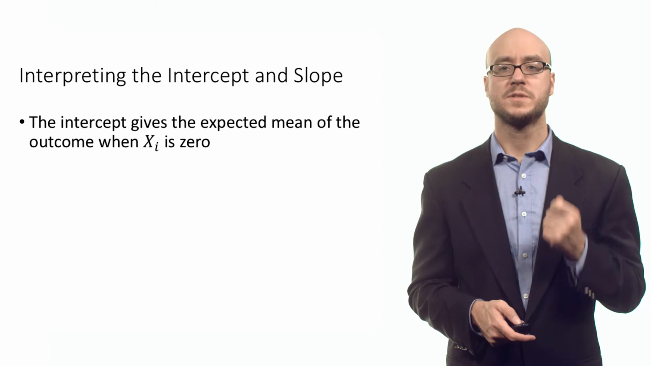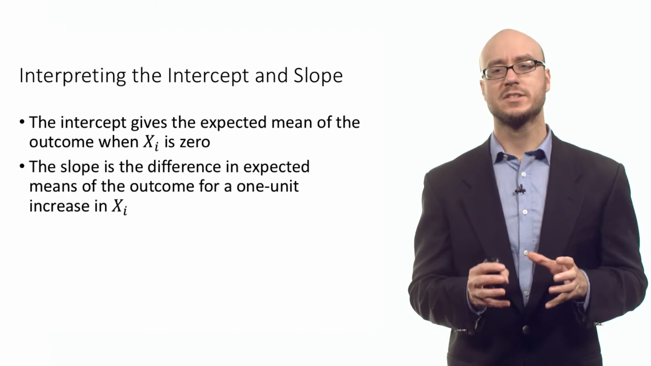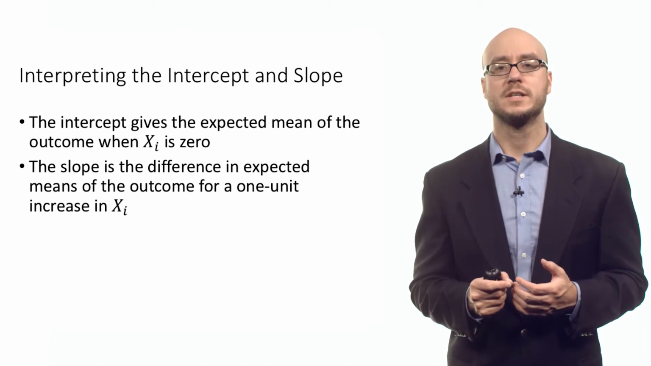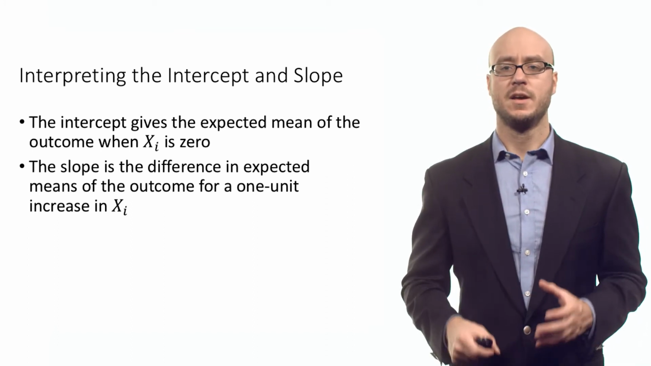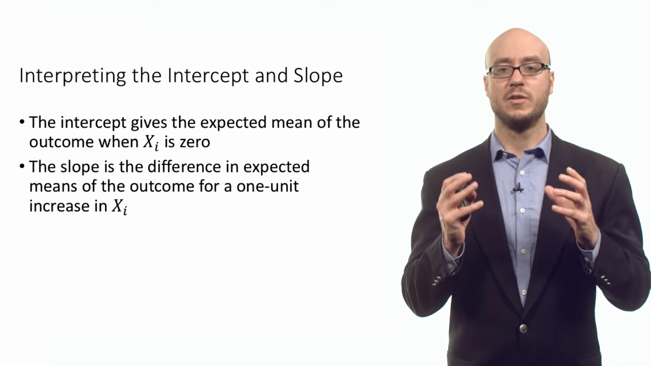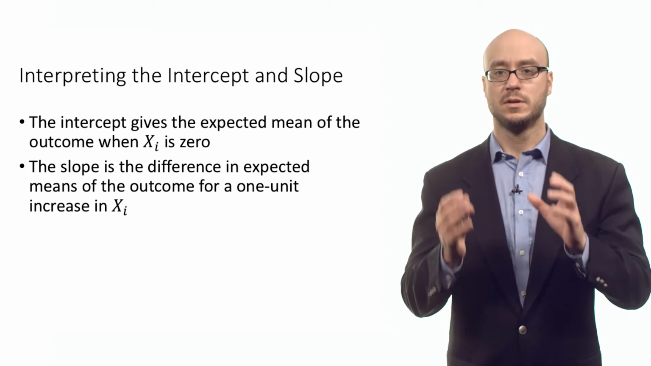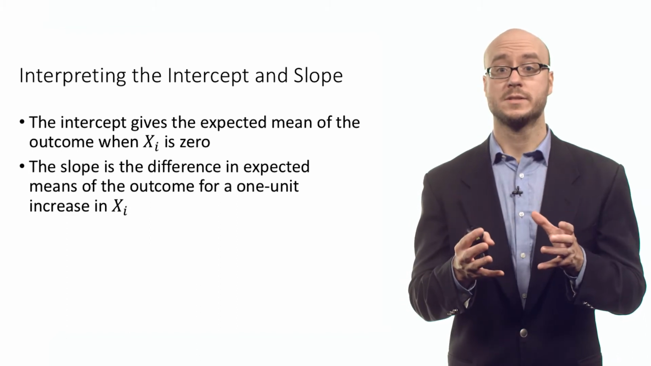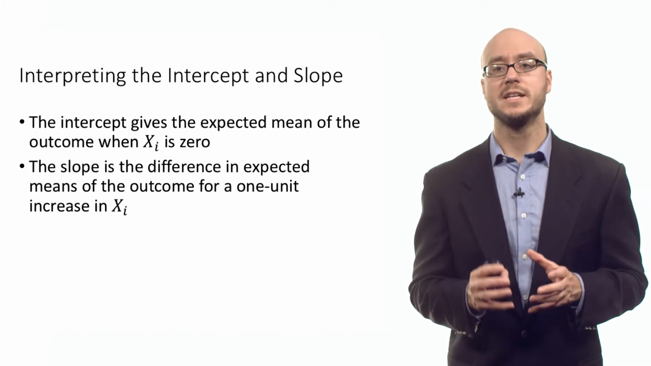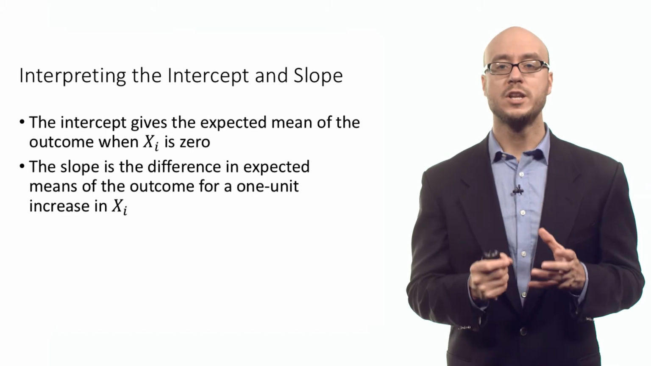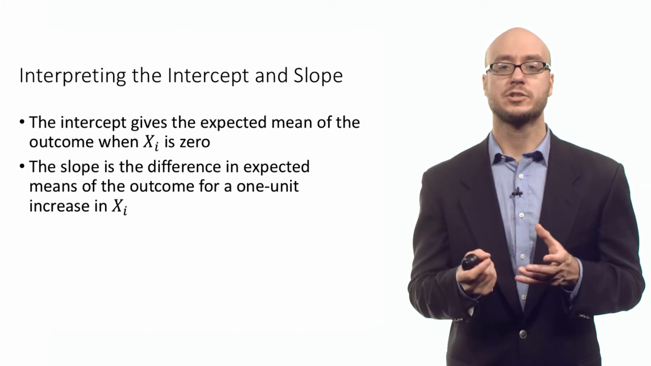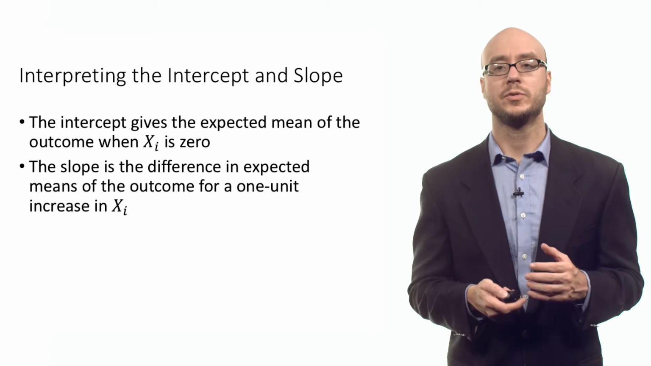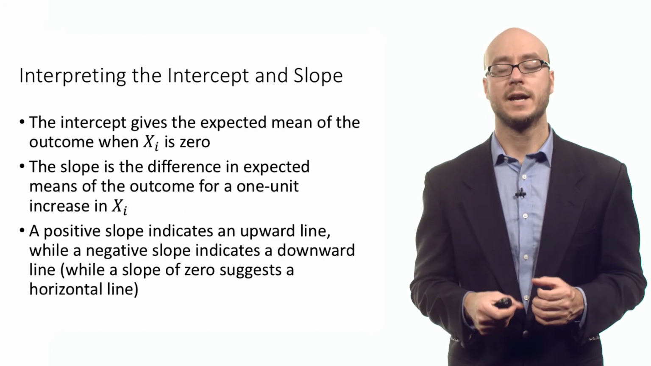When the number of cricket chirps is 0, that's the intercept. The slope is the difference in expected means of the outcome for a 1 unit increase in x. Typically people just interpret the slope as saying for every 1 unit increase in the x variable, the outcome is going to increase by whatever the value of b1 is, whatever the value of the slope is. So in this case, we would say for every 1 unit increase in cricket chirps per minute, we expect the temperature to increase by 0.23 degrees Fahrenheit.